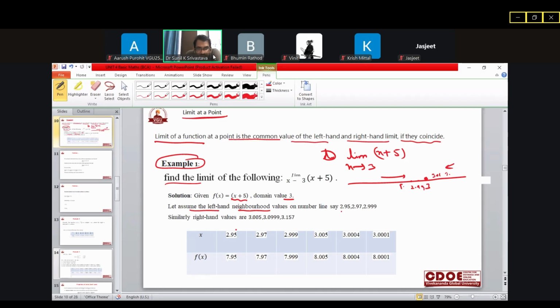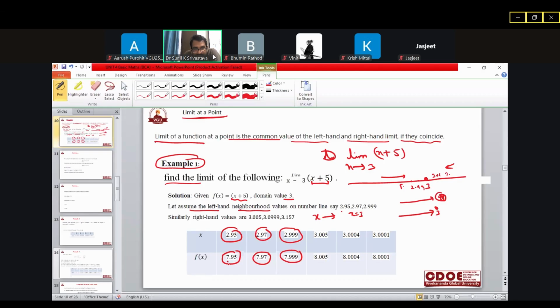Suppose when you put x equal to 2.95, the answer is 7.95. When we put x equal to 2.97, the answer is 7.97. When the value was 2.999, the answer is 7.999. It means when we move from the left toward x equal to 3, very near to 3, the value of the function also moves very near to 8.